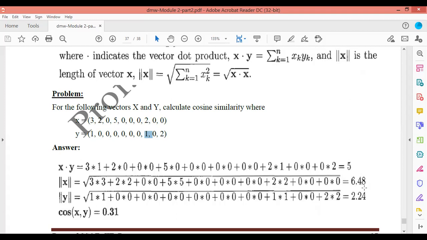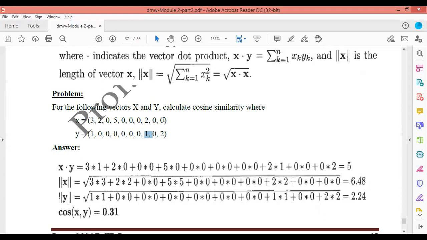So 5 by 6.48 into 2.24. So you'll get the value as 0.31. So this is the cosine similarity of x comma y. See this 0.31, it is almost nearer to 0. So it means that these two document vectors are not much similar to each other.